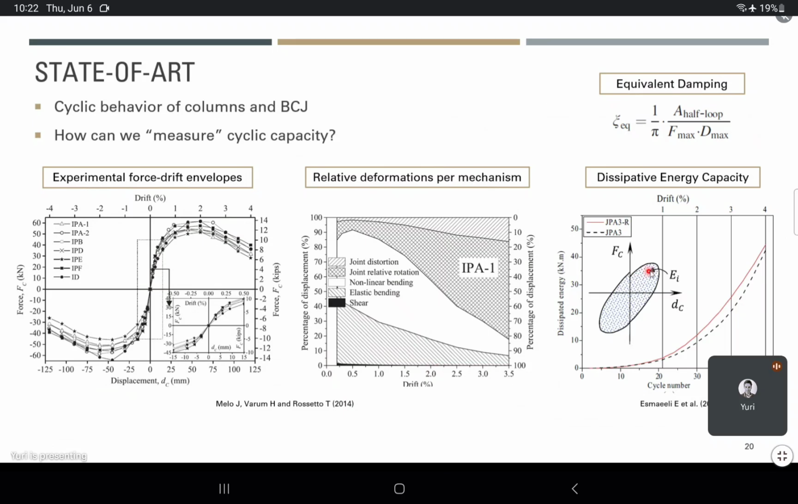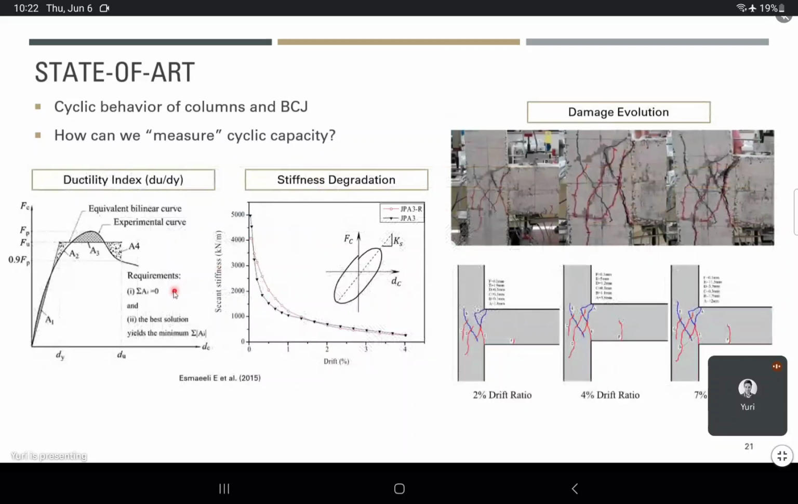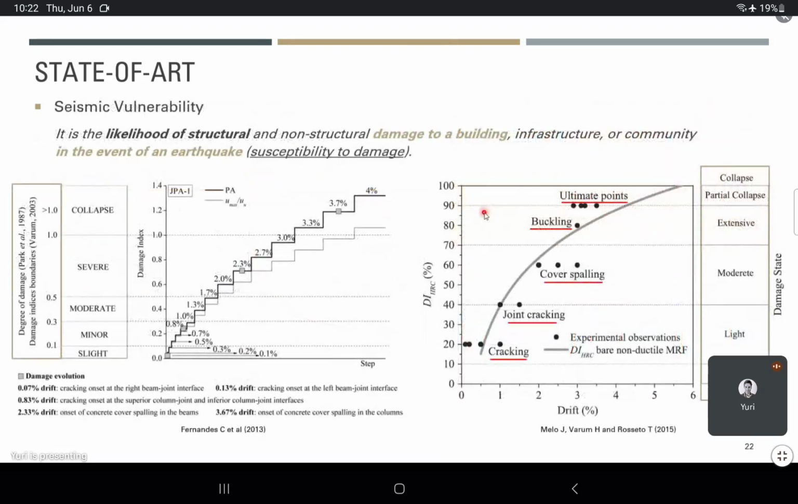Energy dissipation capacity, which is pretty much the area of one cycle, and also the equivalent damping. We can calculate the ductility index, which is the relationship between maximum deformation and yielding deformation. We can assess stiffness degradation and damage evolution per drift. This is very important because we can see how the structure is actually behaving under cyclic load.